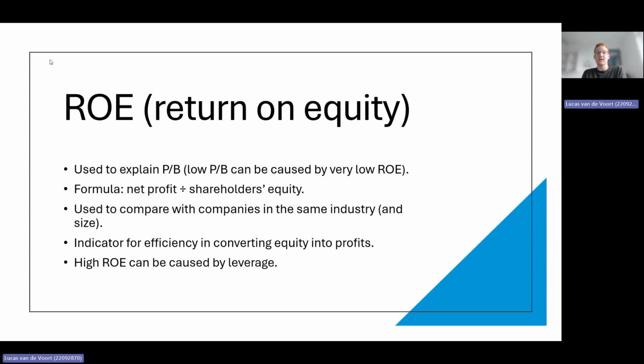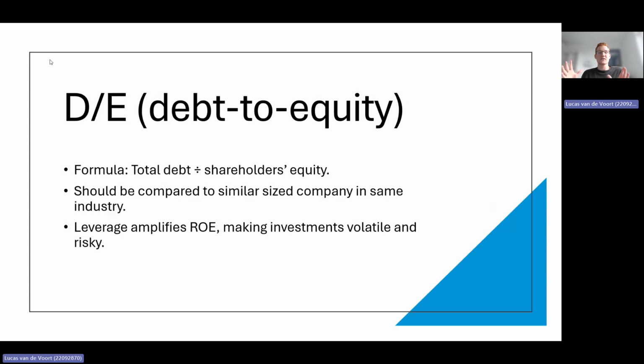And if you, in that case, have an ROE that's a lot higher than that of other companies, this means that the company is really good at converting its own equity into profits. But it could also mean another thing. The company might be leveraged because leverage amplifies the return on equity. So that's why it's also very important to know the debt to equity ratio of a company. So this is the total debt divided by the total equity of a company, and also this should be compared to similar sized companies in the same industry to get a feeling for just how leveraged a company really is.